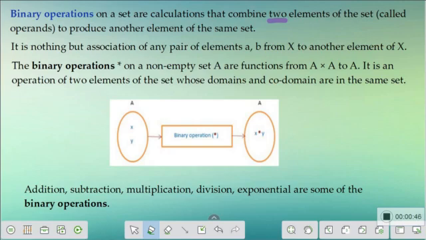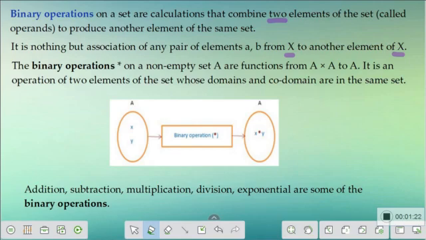And in mathematics, we define binary as having two elements, which is an operation, or which you can call a function, defined from one set to another set. Now this is nothing but the association of any pair of elements A, B from X to another element of X. That is, let you take two elements from the set X, pair them up. That gives you a pair of elements from the first set, and that will give you an output which will also be an element in the same set X.